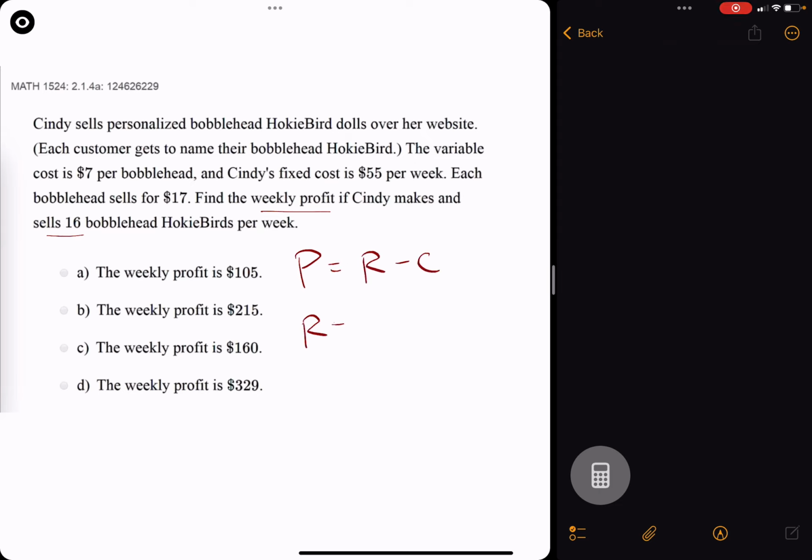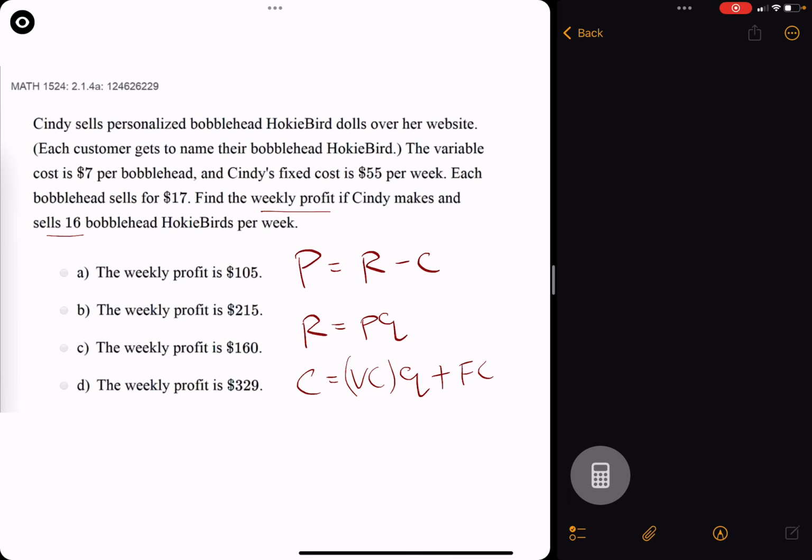So let's get started. For profit, we will need revenue and cost. For revenue, we need a price and a quantity. For the cost, we need a variable cost, quantity, and a fixed cost. So really, if we can identify price, quantity, variable cost, and fixed cost, that will give us the revenue and cost, and that will give us the profit. So let's do a lot of identifying first.